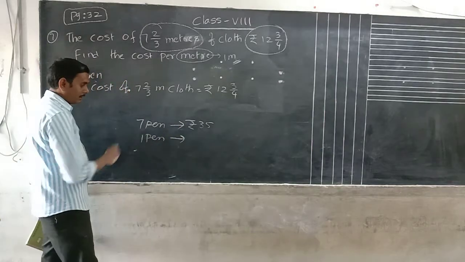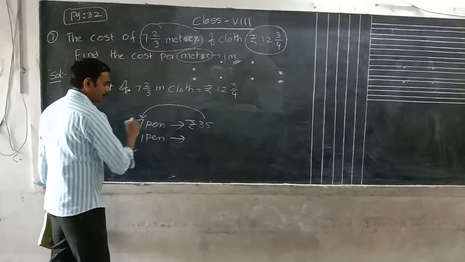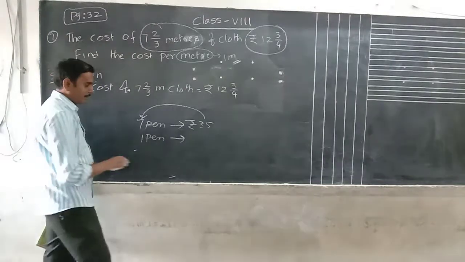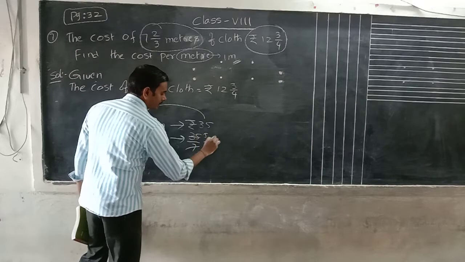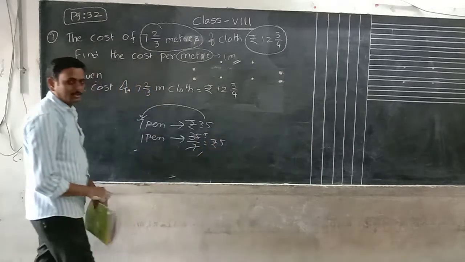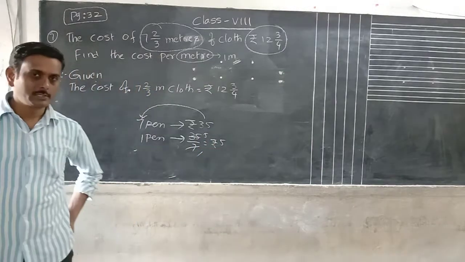What can we do? Divide this number by this one. That means we can write 35 by 7. 7 fives are 35, so 5 rupees. Already in the proportion chapter we discussed that one.